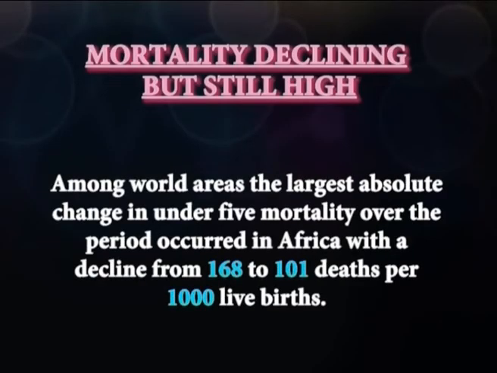Recent decades have witnessed considerable progress in reducing child mortality. Worldwide, under-5 mortality is estimated to have fallen by 40% between 1994 and 2014, from 86 to 52 deaths per 1,000 live births. Among world areas, the largest absolute change in under-5 mortality over the period occurred in Africa, with a decline from 168 to 101 deaths per 1,000 live births.